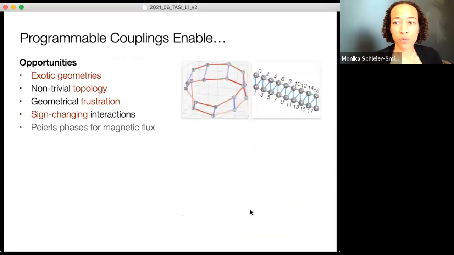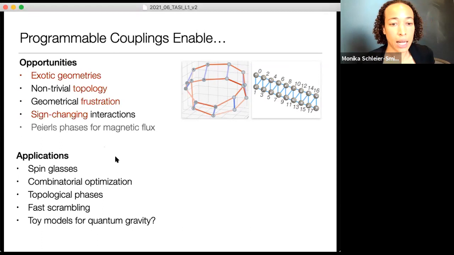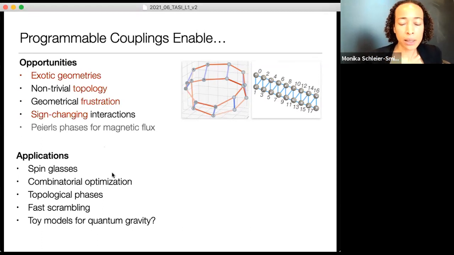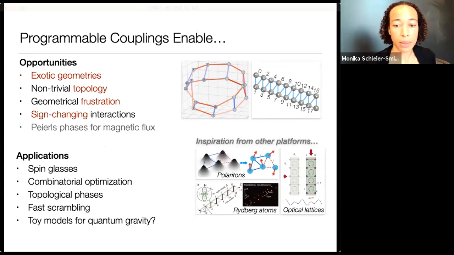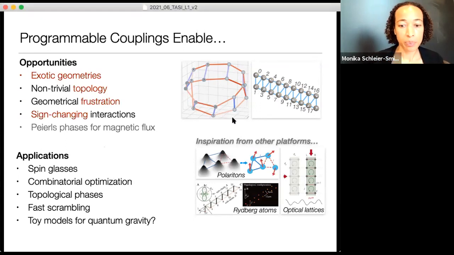Okay, so there are lots of things you can do with this. Making exotic geometries, studying non-trivial topologies. Actually, these interactions that change sign with distance are of interest for studies of spin glasses. But some of these things you can also do in other platforms. So there are other systems where you could make, let's say a triangular lattice. We can make that, but you can also make that by physically positioning atoms or polaritons.